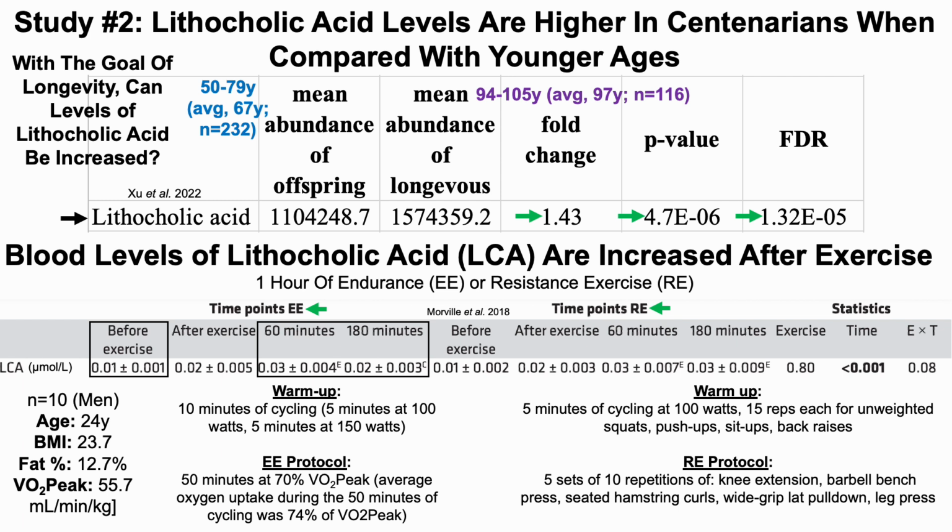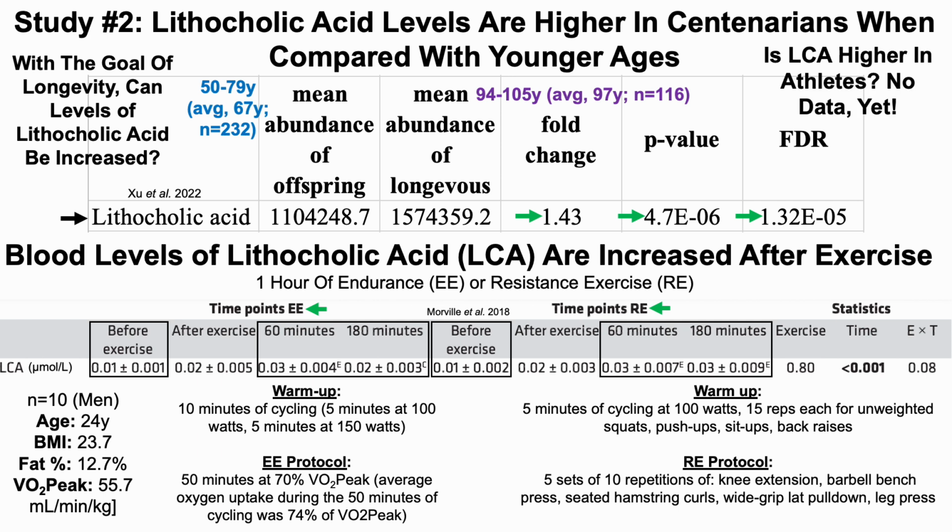All right, so what was the effect on lithocholic acid levels in blood? Again, starting from before exercise, they had 0.01 micromolar levels of lithocholic acid in blood, which was then tripled either 60 minutes after exercise or 180 minutes, so 3 hours, after exercise. Blood lithocholic acid levels were tripled after this resistance exercise training protocol.